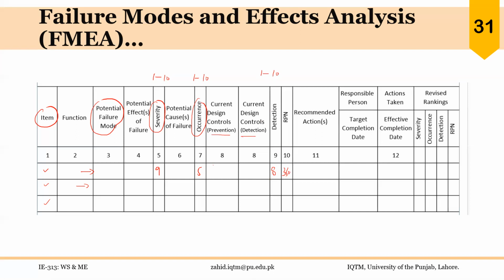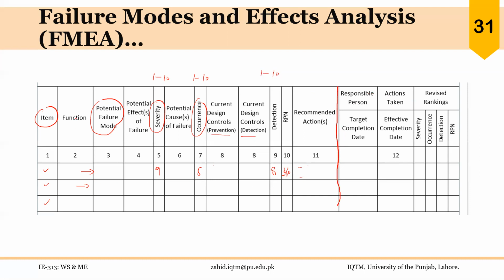And then there are recommended actions to make sure that this failure mode doesn't occur, or its probability of occurrence is reduced, or its severity is reduced, or chances of its detection are increased. So they are written here. So up till here is the standard format of an FMEA. You can add some more columns if required.